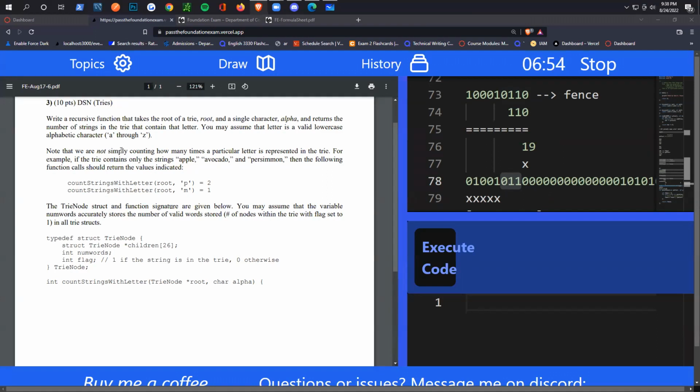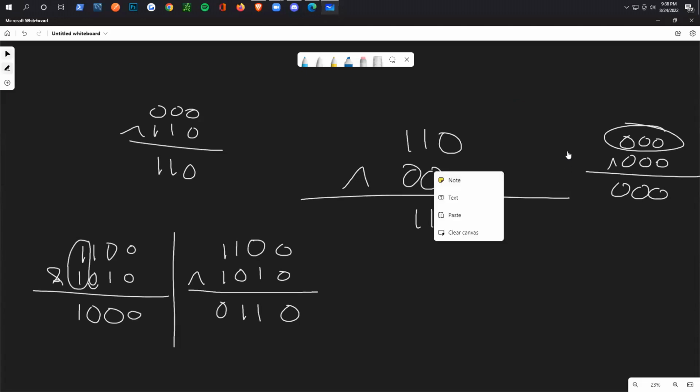So let's see where they get that. So first, let's just draw this trie out. Let's visualize it. Because we're trying to count how many strings have a certain letter.